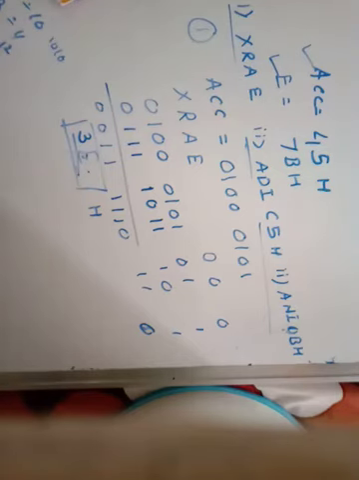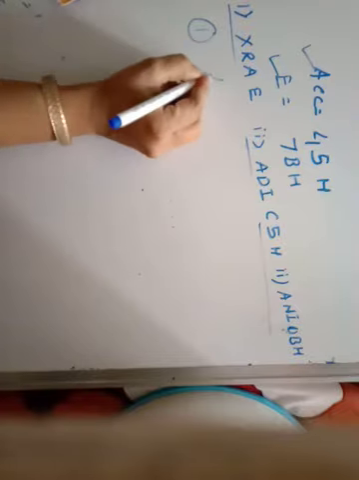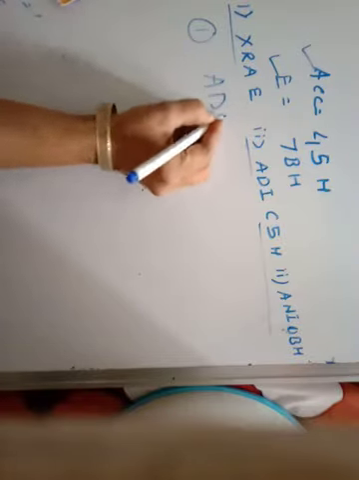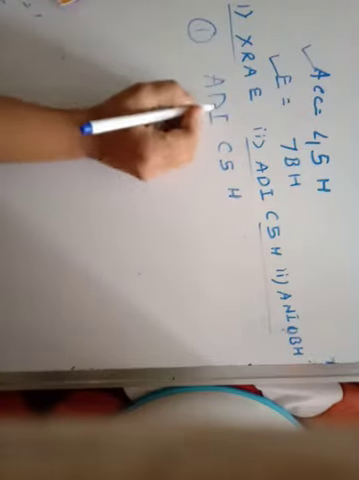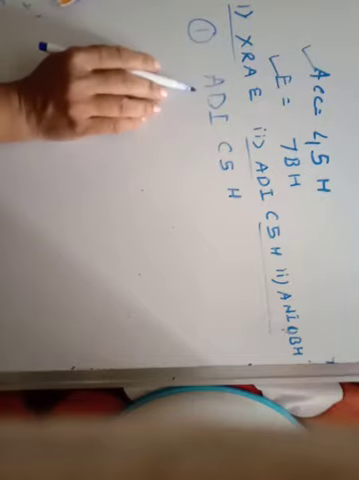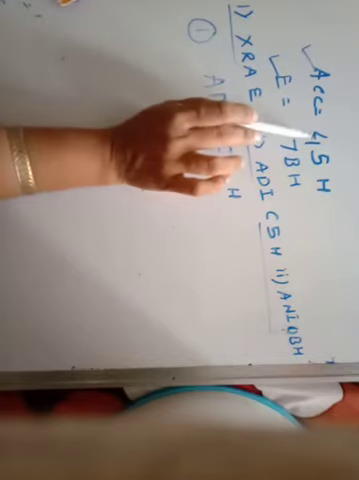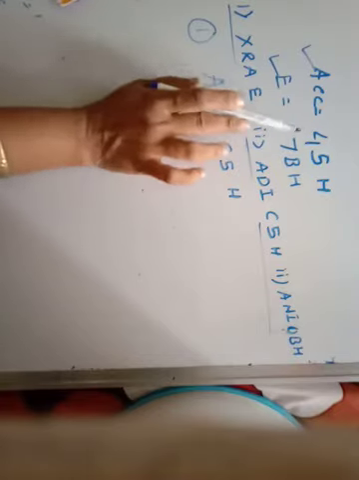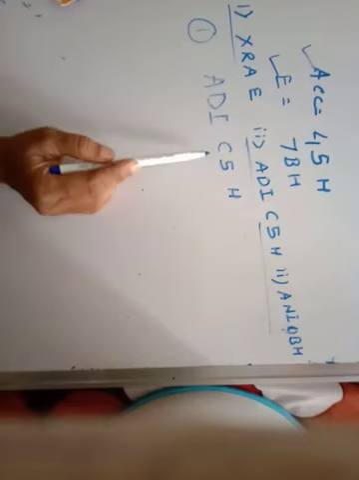Now we'll see the second instruction, and the second instruction is nothing but the ADI C5H. Okay, so when you have this instruction, first of all, what is the meaning of this instruction? Add the immediate data with the content of accumulator. So here we are going to perform the addition on the data of accumulator as well as the immediate data, that is your C5.